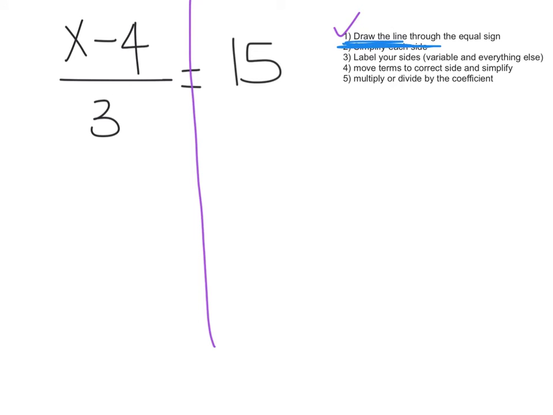And then I can move on to step 3. Step 3 says to label my sides. I'm labeling, that means I want my x's on the left and everything else on the right side so that I have my guide of what I'm going to be doing and what I'm going to be moving. So then it says I need to start moving stuff to the correct side.